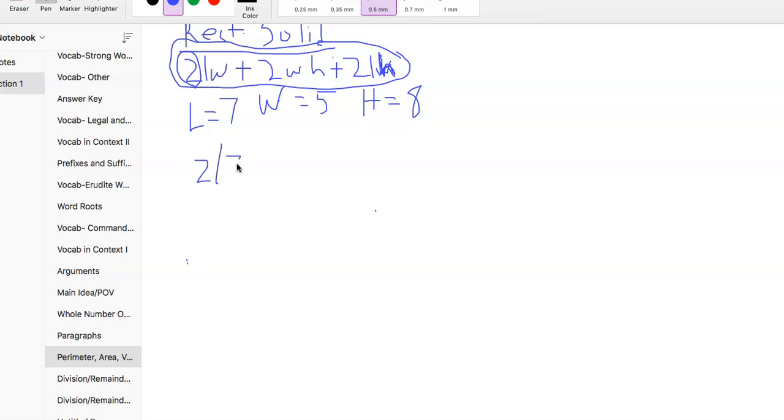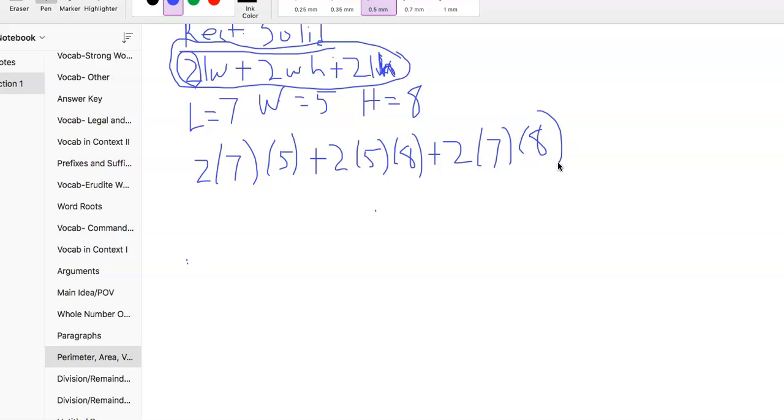As we plug this stuff in, just to show you how it works, 2 times length is 7, width is 5. There's one number. We'll multiply that out in a minute. Plus, then again, we put the 2 out in front. Width is 5, height is 8. It's not nearly as hard as some people seem to think it is. Plus 2 times length is 7, height is 8.